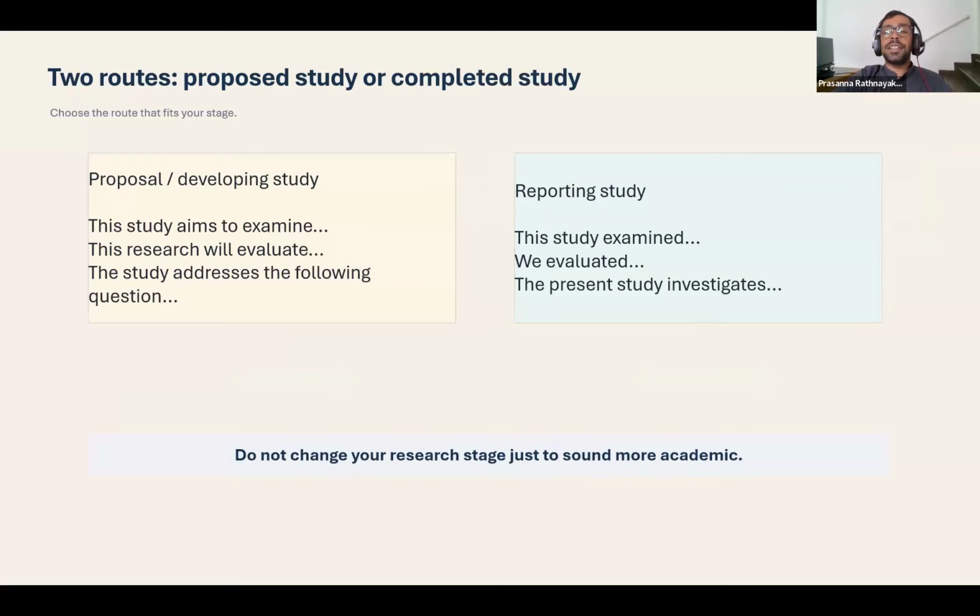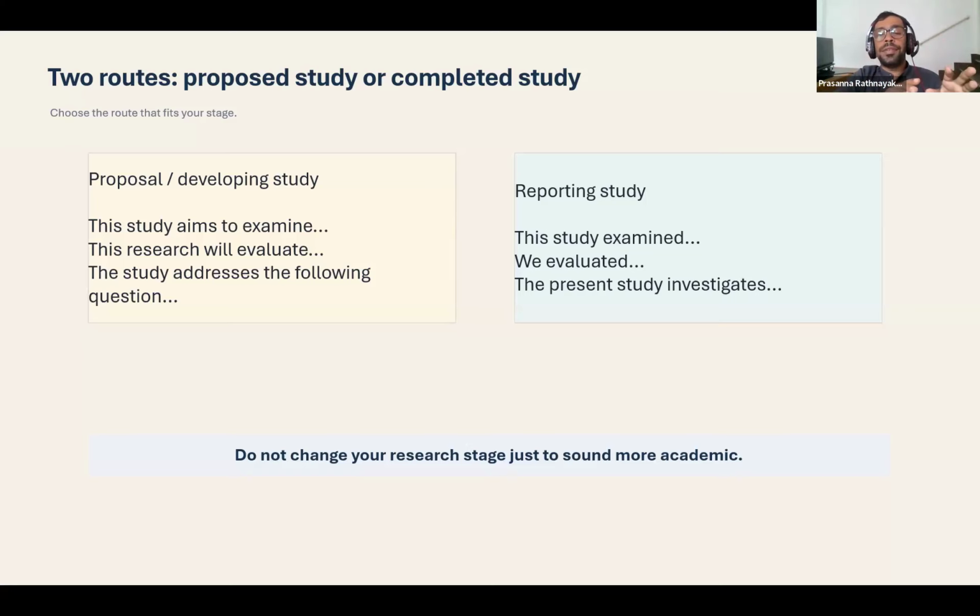There are two routes. This slide actually matters because not everyone in the class is at the same research stage. I know some of you are preparing proposals or perhaps early chapters, while others may be reporting completed work. You should choose the language that fits the actual stage of your study. If your work is at proposal level, you may write, this study aims to examine, this research will evaluate, or the study will address the following question. So see, the language matters. It tells where your study currently stands.